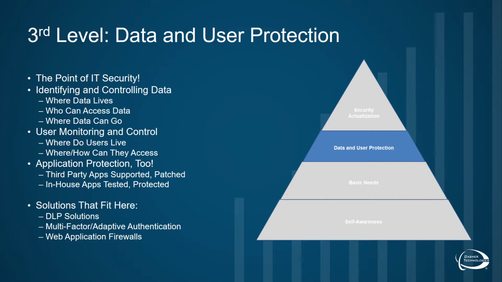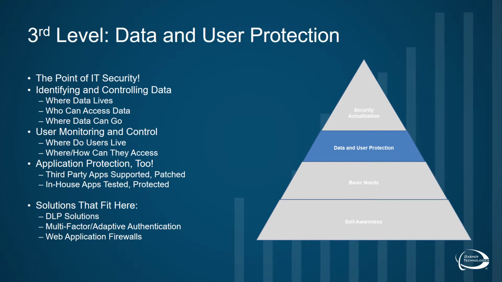The third layer of the hierarchy is data and user protection. To me, this is the point of everything we do in IT security. But it's where we really start to get into the weeds of what's going on in our environment from an intellectual property perspective. This layer is all about identifying and controlling data, where it lives, who can access it, where it's allowed to go. We also like to talk about user monitoring here as well.